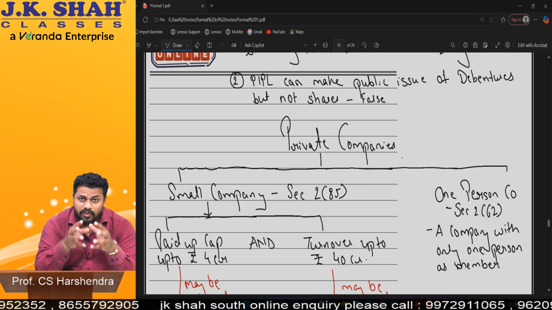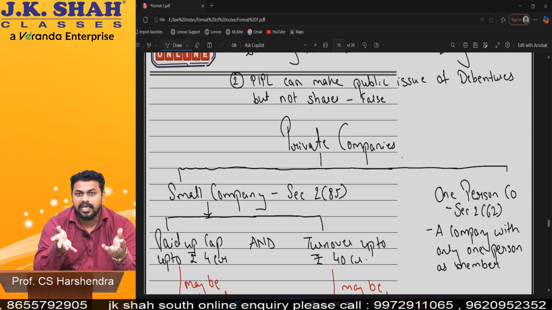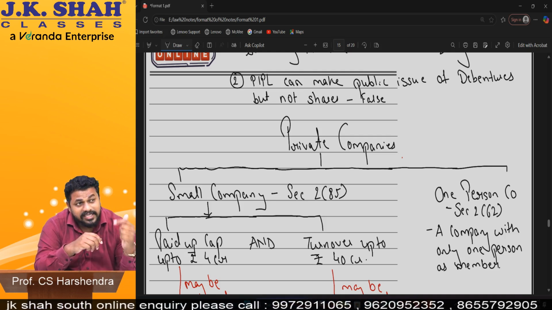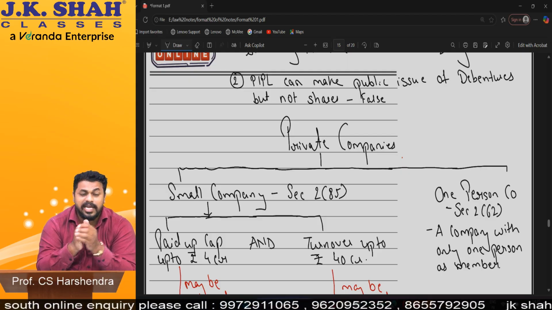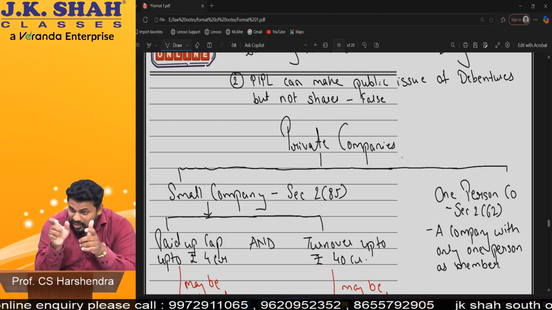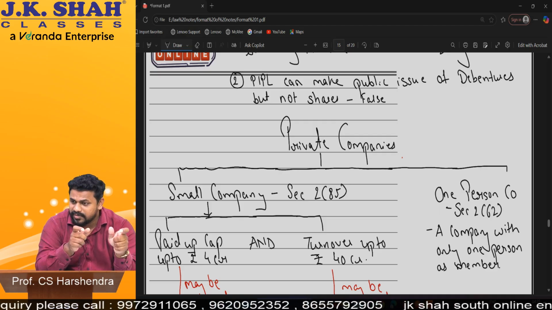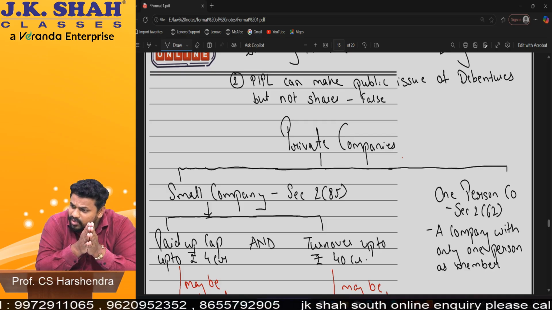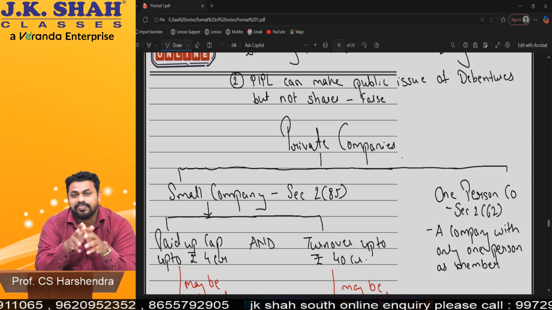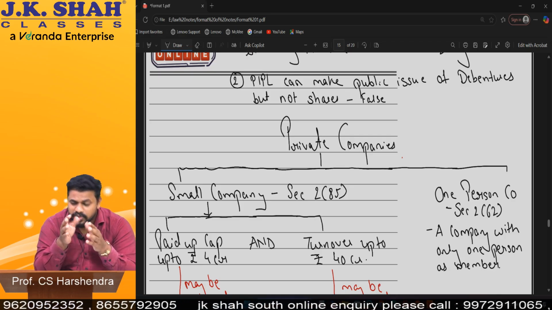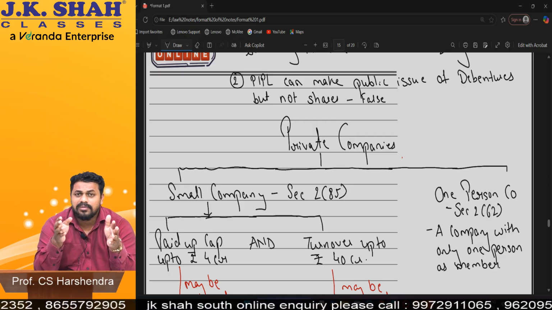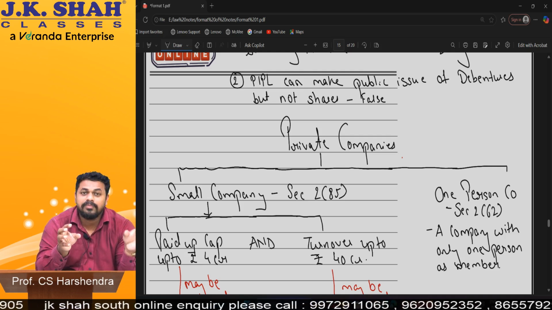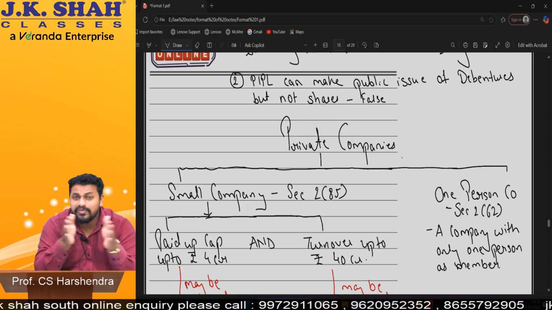One person company. It is a company formed under Companies Act. It is a type of private company. It is not a sole proprietorship firm. Sir, does everything about Company Act come under section 2? No, only the definitions come. Okay. So for a sole proprietorship firm, the firm and the sole proprietor are the same person in the eyes of law. But one person company and the sole member of one person company are not the same person. They are two different persons in the eyes of law.